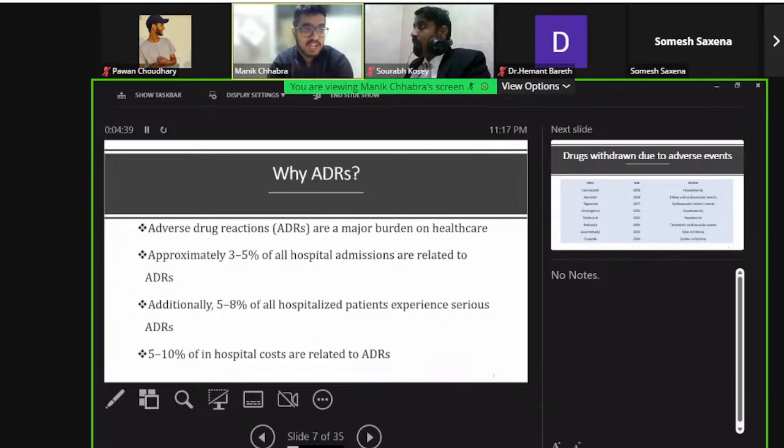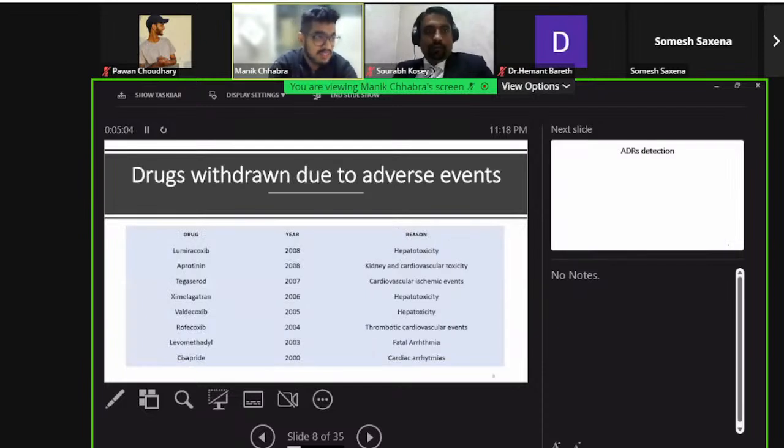And so, adverse drug reactions. Why are we studying adverse drug reactions? They are a major burden on the healthcare system. Approximately 3 to 5% of hospital admissions are related to adverse drug reactions. Additionally, 5 to 8% of all hospitalized patients experience serious adverse drug reactions. Further, 5 to 10% of hospital costs are related to adverse drug reactions. And these are some of the drugs which were withdrawn from the market because of their adverse drug reactions.